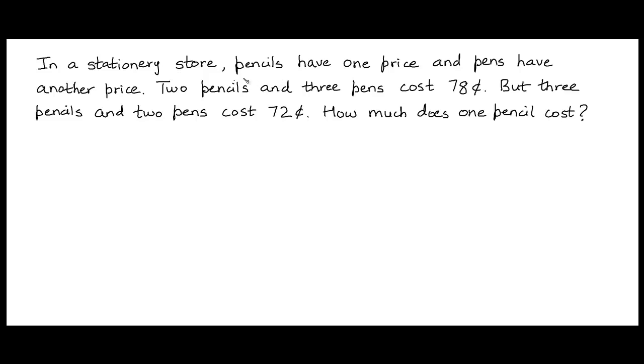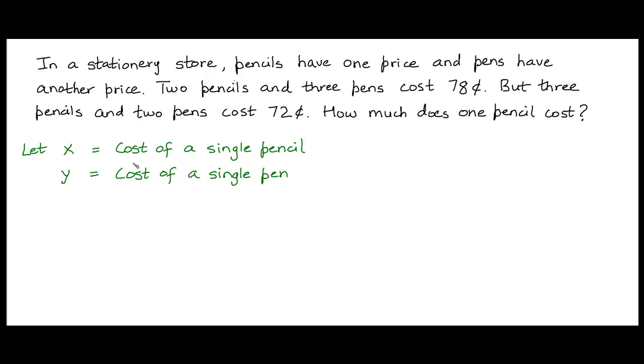So in this problem, there are two unknown quantities. One of them is the cost of a pencil and the other is the cost of a pen. So let's assume that X is the cost of a single pencil. X here is a variable which stands for that unknown cost which we have to determine. And let's say that Y is the cost of a single pen.